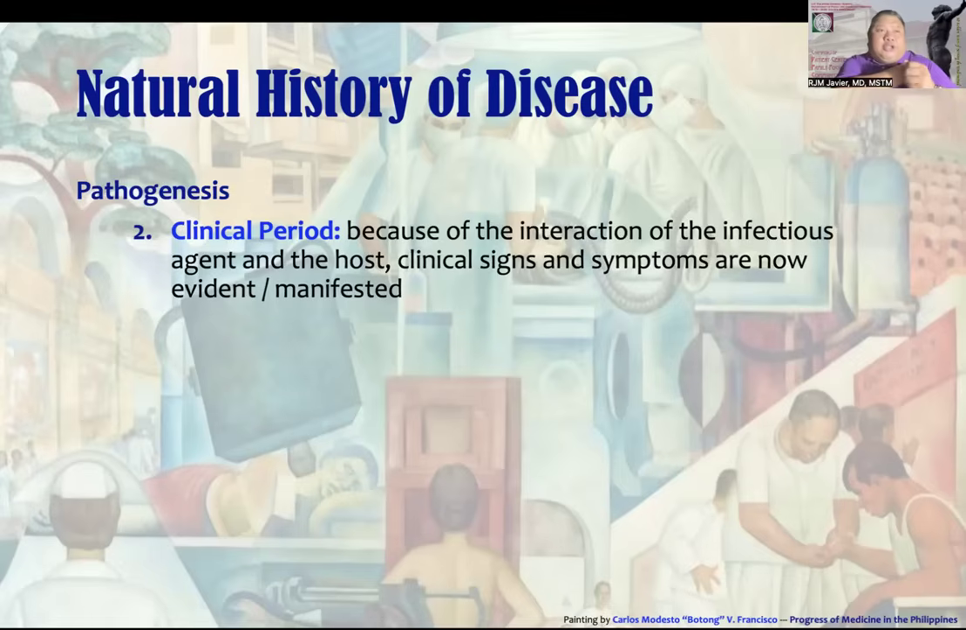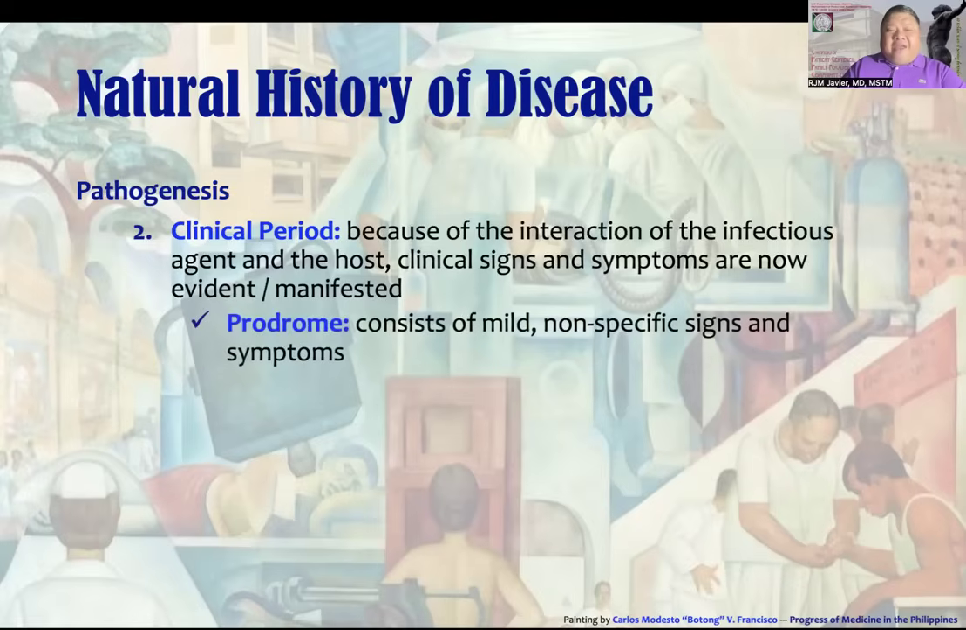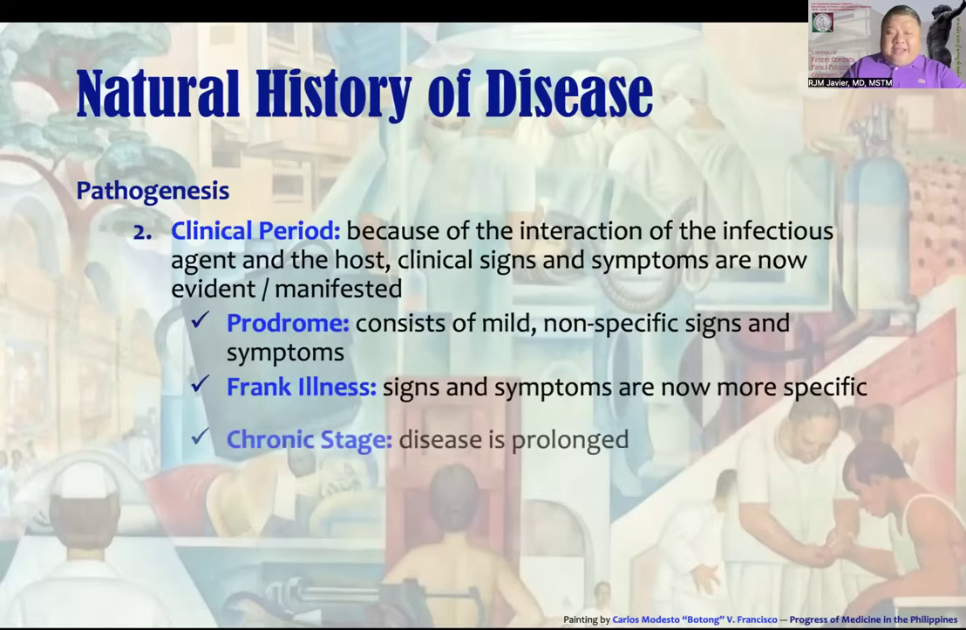If I get your temperature, and then I say, oh, your temperature is 38.5, you have fever. When I get your blood pressure, oh, your blood pressure is elevated. If I get your blood and there is presence, let's say, of elevated white blood cells, leukocytosis is suggestive of possible infection. If there is neutrophilic predominance in the blood, this is basically what we refer to as potential bacterial infection. If there is lymphocytic predominance, this could be suggestive of your viral infection. So clinical signs and symptoms are now evident during this period. It is further divided into your prodrome, your frank illness, and the chronic stage.